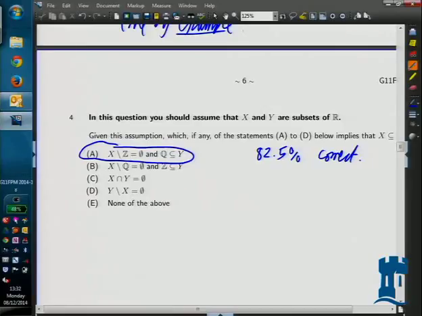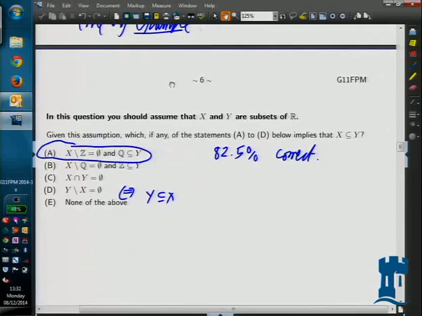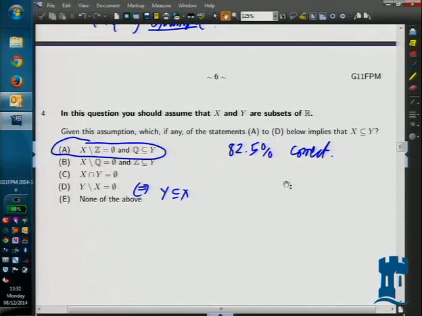Let's see. Y take away x equals empty set. This one is equivalent to saying that y is a subset of x, which is the wrong way around. We want it to imply that x is a subset of y. This one is the same as saying that y is a subset of x. X intersection y empty suggests that they probably have got nothing to do with each other. It doesn't quite stop x being a subset of y, because x could be the empty set, but it almost does. And A and B, one of them's the right way around and one of them's the wrong way around.